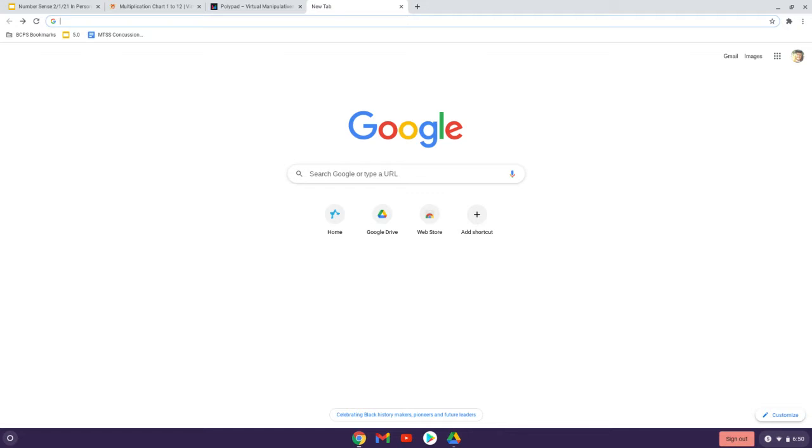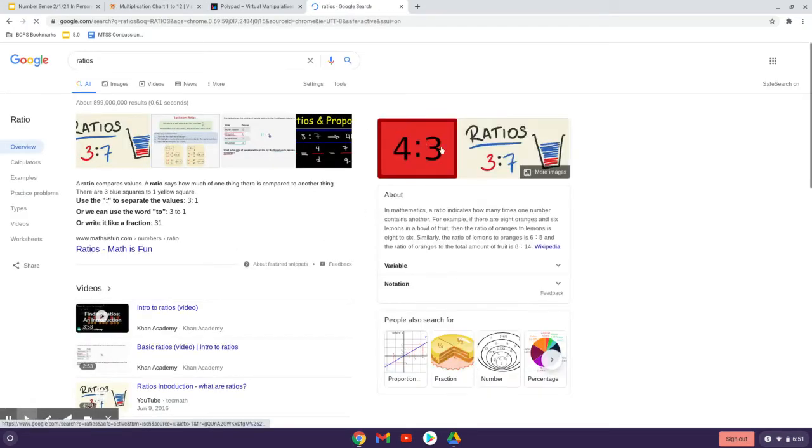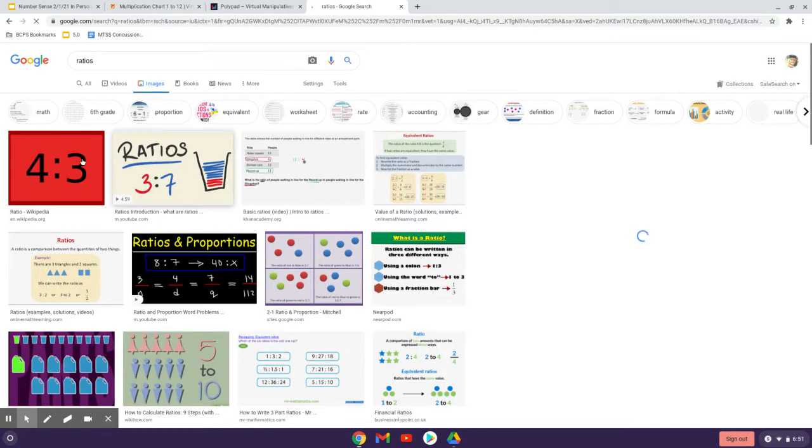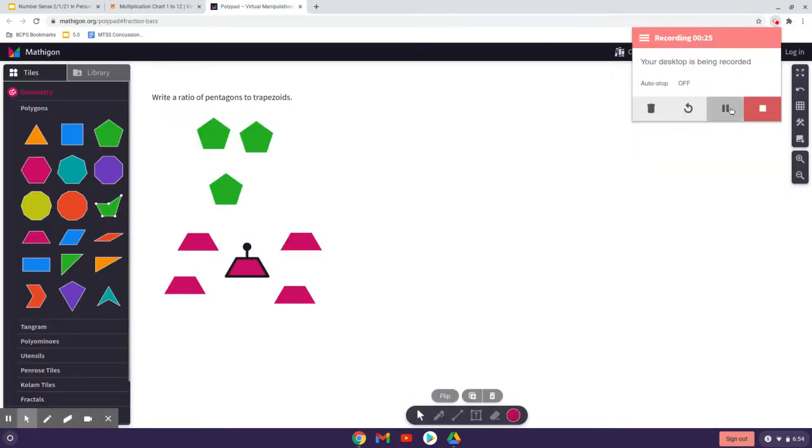This is Miss Wisdom here, and I am going to talk to you about ratios today. Ratios. This is an example of a ratio. So this set of directions says write a ratio of pentagons to trapezoids.